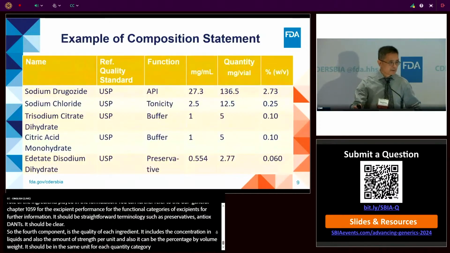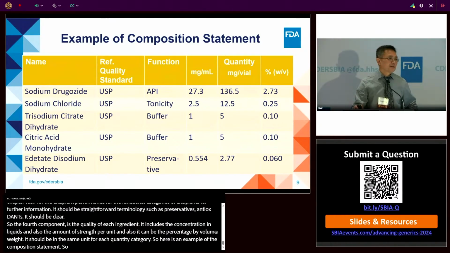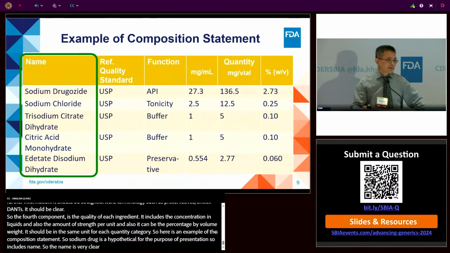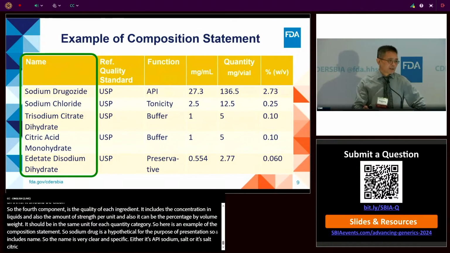So here's an example of the composition statement. This is an example for an injectable drug product. Sodium jurazide is a hypothetical API for the purpose of presentation. So it includes name, and the name is very clear and specific. Either it's an API sodium salt, or it's sodium citrate dihydrate, or citric acid monohydrate. Edetate disodium dihydrate is very clear.